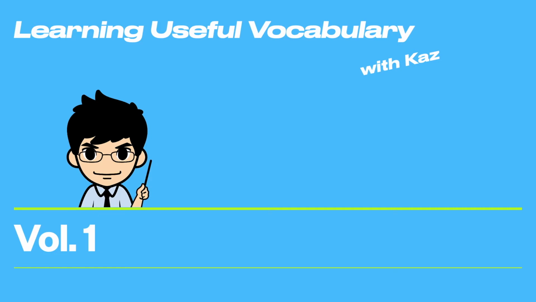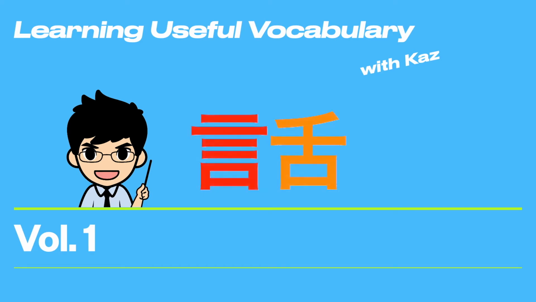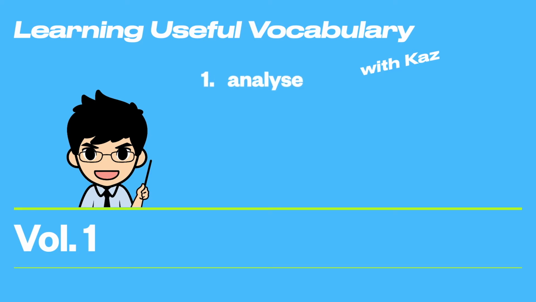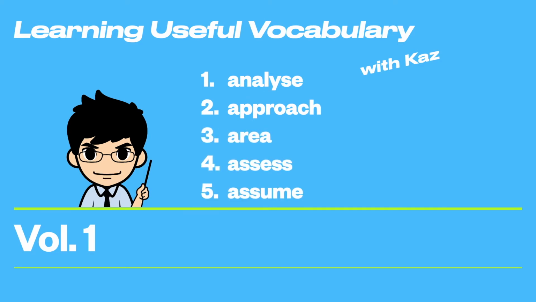Welcome to Learning Useful Vocabulary with Kaz Volume 1. In this video series, I will be introducing 5 words from the academic word list in the alphabetical order. Just like kanji characters, I will explain the origin and structure of each word. Today, we will look at analyze, approach, area, assess, and assume. At the same time, I will show you many other words linked to these 5 words. So at the end of the video, we will have learned at least 25 words. There is a review quiz at the end. Are you ready? Let's start with the first word family.